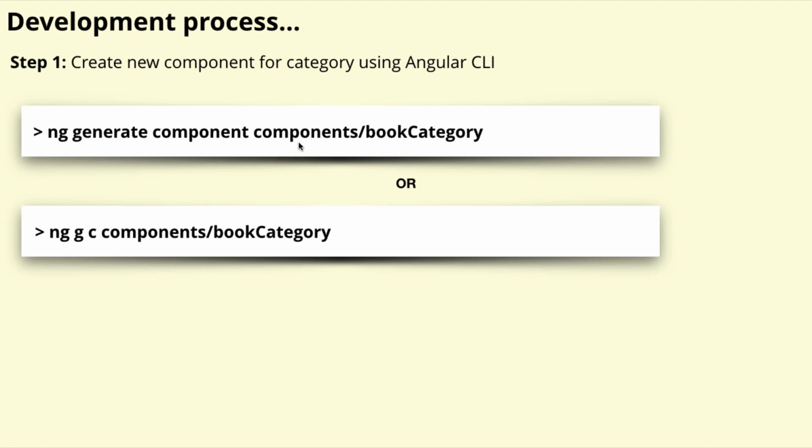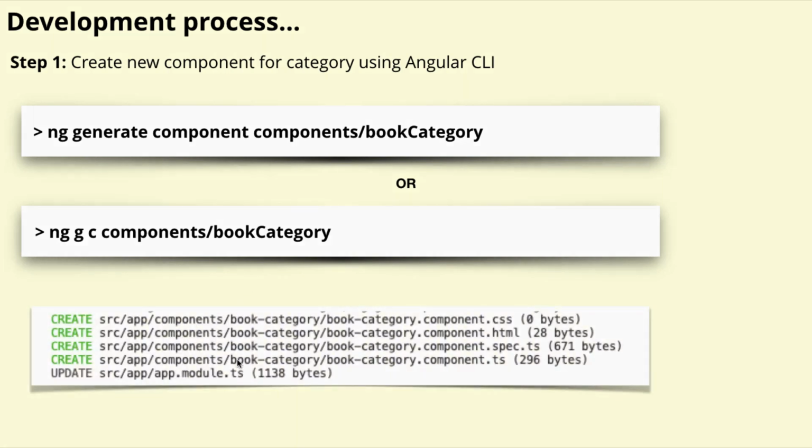So we're going to keep all the components in a dedicated folder, components. You can also use a shorthand command, which is ng g for generate, c for component, and the component name. This is going to generate all the necessary files: the CSS file, HTML file, spec file, and the TS file. And it also updates the app.module.ts file.